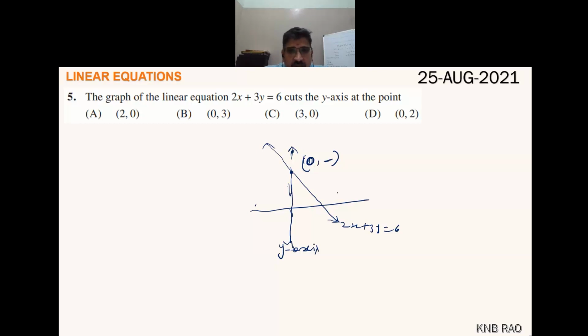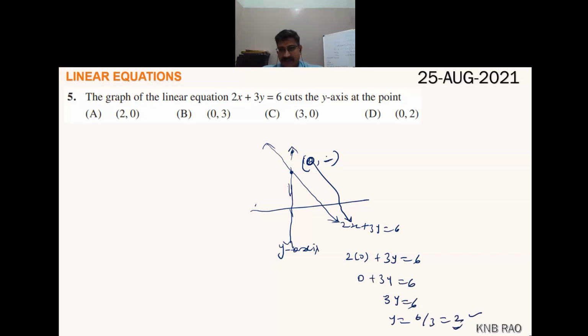Substitute that in this. Sir, y is equal to 2, sir. Option D. Very good. 2 of 0 plus 3y equals to 6. Therefore, 2 into 0 is 0. 0 plus 3y equals to 6, and 3y equals to 6, and y equals to 6 by 3, which is 2. So it is 0 comma 2, that point. And the right option is D. Have you understood how to do it? Any doubt?